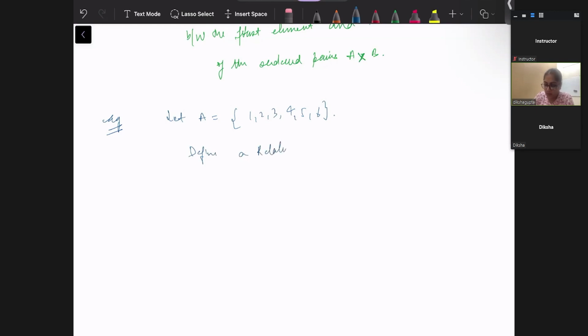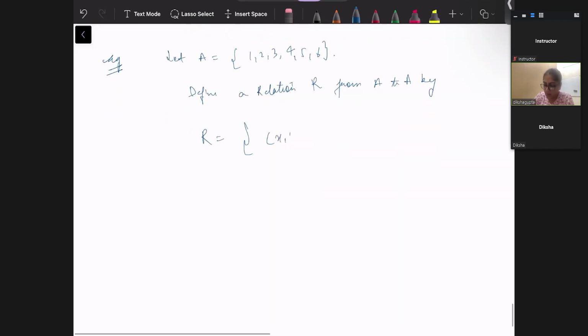Define a relation R from A to A by R. What is R? It is all those pairs (x, y) such that y equals x plus 1. That is, y is 1 more than the first element.